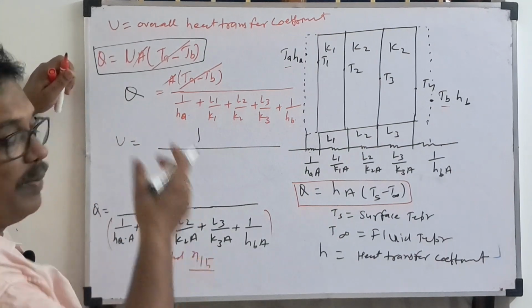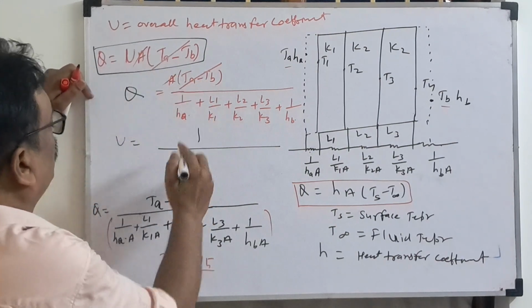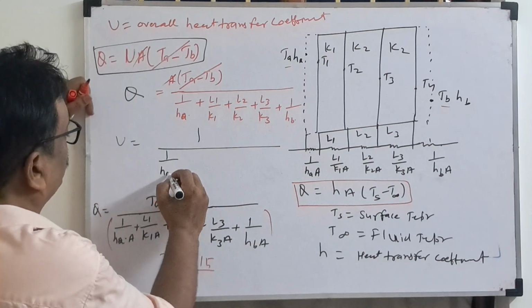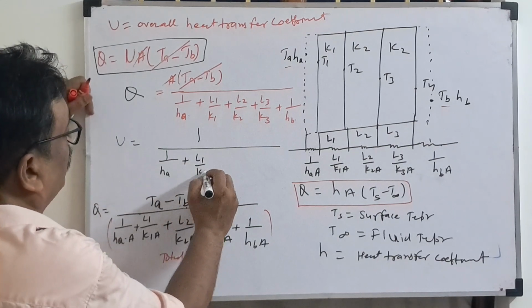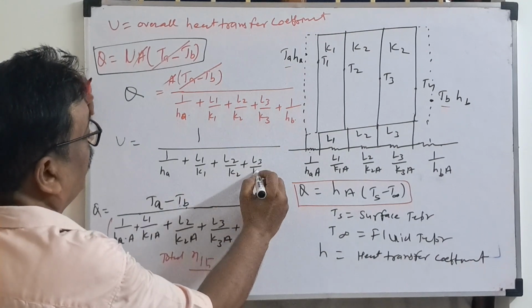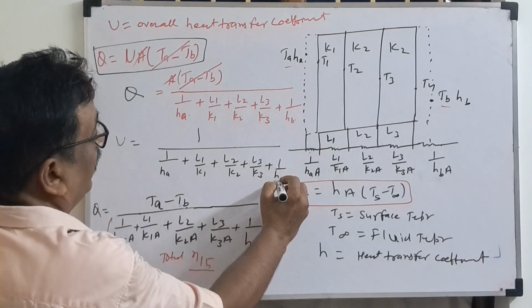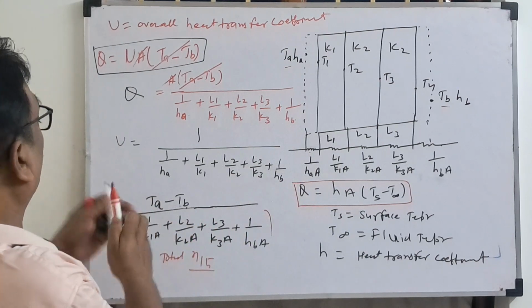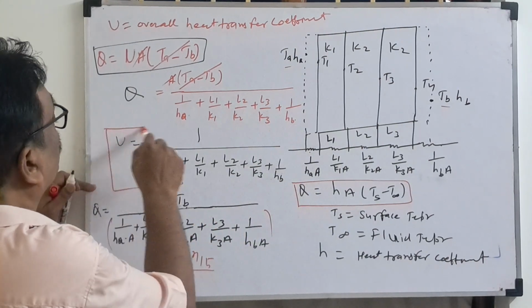So this way, if you remember, U is equal to... what is the formula for the overall heat transfer coefficient? 1 by HA plus L1 by K1 plus L2 by K2 plus L3 by K3 plus 1 by HB. So what is this one? Overall heat transfer coefficient.